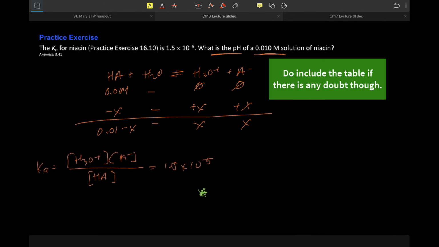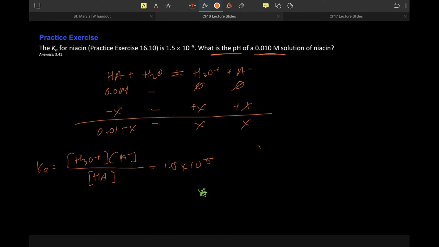So then we could just plug in those values, which say that we have X squared over 0.01 minus X is equal to 1.0 times 10 to the negative 5. And then we would solve for X, and once we had X, we could put it into the pH expression. Does that make sense? So here it's just about keeping organized.